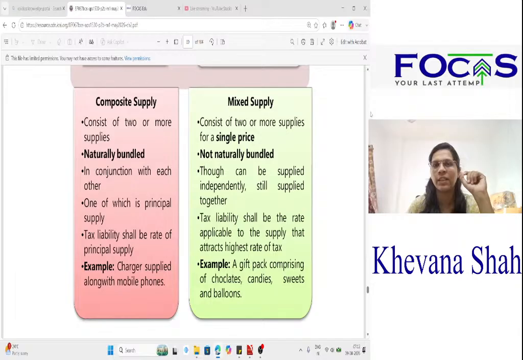Now, mixed supplies consist of two or more supplies for a single price. They are not naturally bundled, and though they can be supplied independently, they are still supplied together. Then your tax liability shall be the rate applicable to the supply that attracts the highest rate of tax. Example, a gift pack comprising chocolates, candies, sweets and balloons.